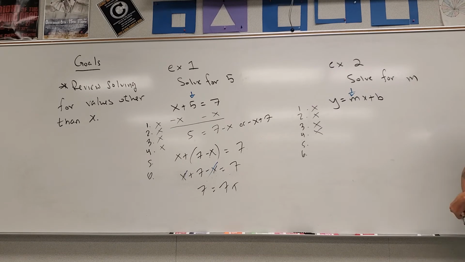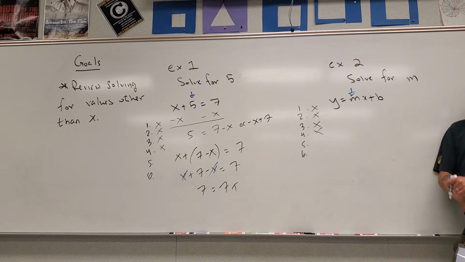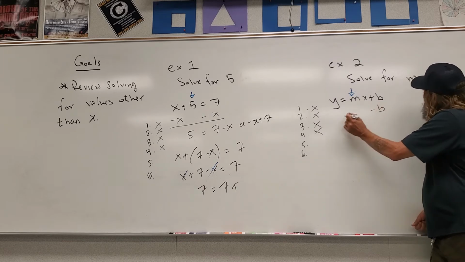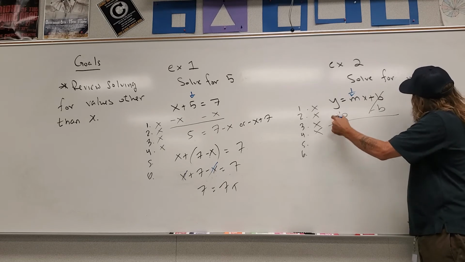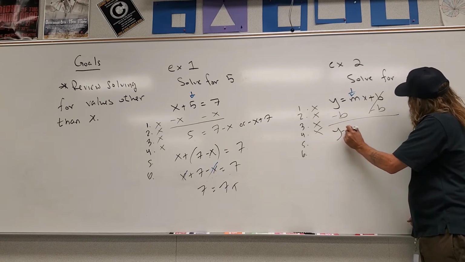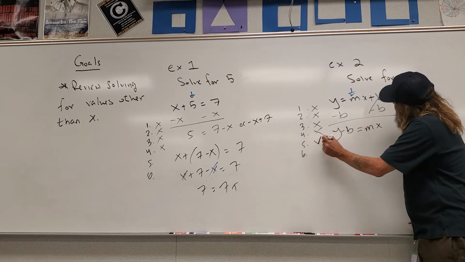Can I add or subtract away a number from the m side of the equation? And in fact, I can. I can subtract b from both sides. My b's cancel. I don't know what y minus b equals, so I'm going to leave it like that. So y minus b equals mx. So I did step 5.